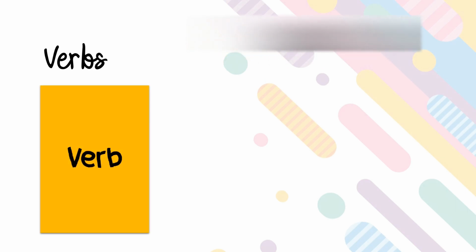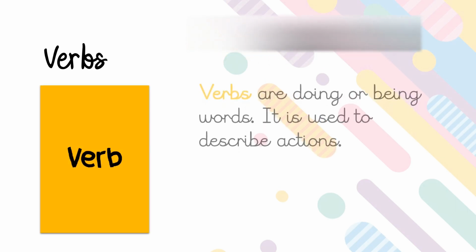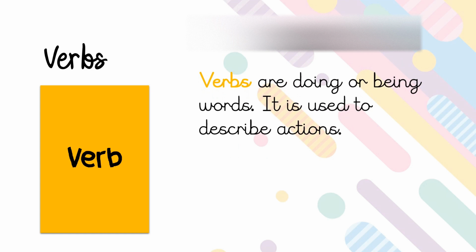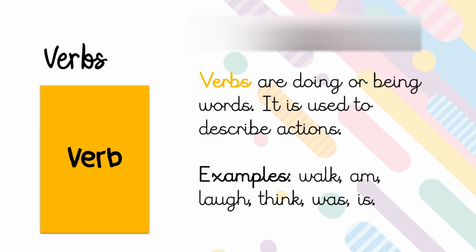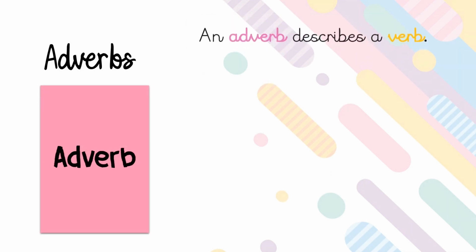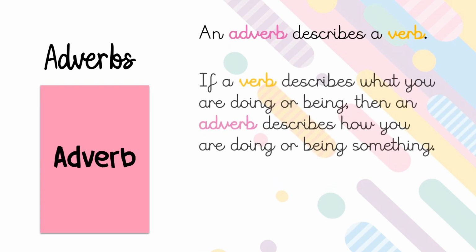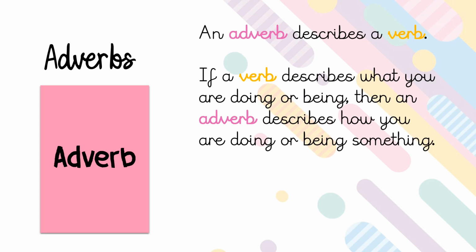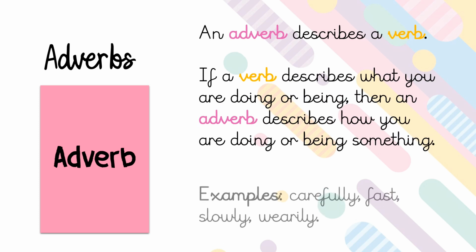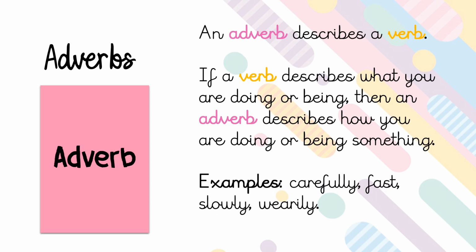The next word class that we've got is a verb. And a verb is a being or a doing word. It's used to describe actions. So for example, walk, am, laugh, think, was, is. Then we've got what's called an adverb. An adverb describes a verb. So the verb tells you what you're doing or being, the adverb tells you how you are doing or being something. So for example, carefully, fast, slowly, and so on.